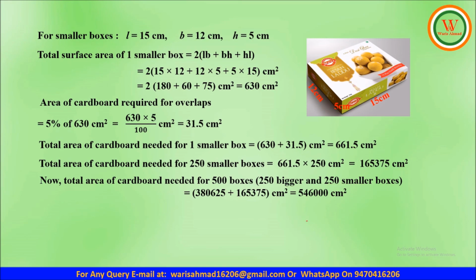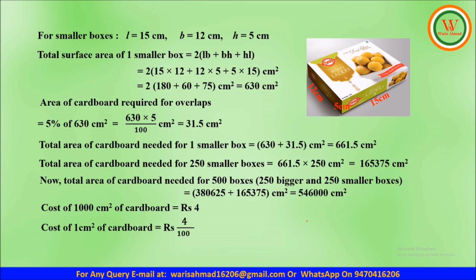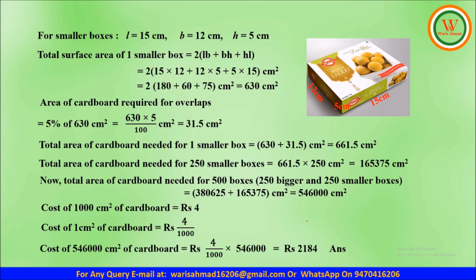According to the question, the cost of 1000 centimeter square of cardboard is rupees 4. Hence, the cost of 1 centimeter square of cardboard will be equal to 4 upon 1000. Hence, we have to find out the cost of 5,46,000 centimeter square. So, cost of 5,46,000 centimeter square of cardboard will be equal to 4 upon 1000 multiplied by 5,46,000, that will be equal to 2,184 rupees. So this is the final solution of this question.